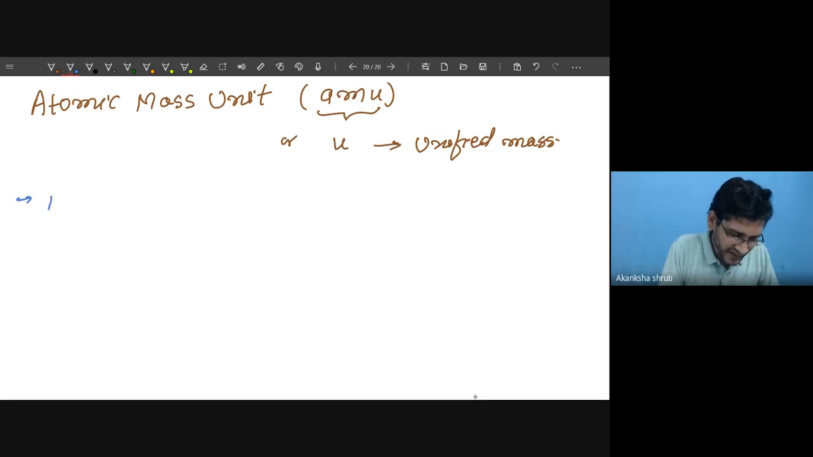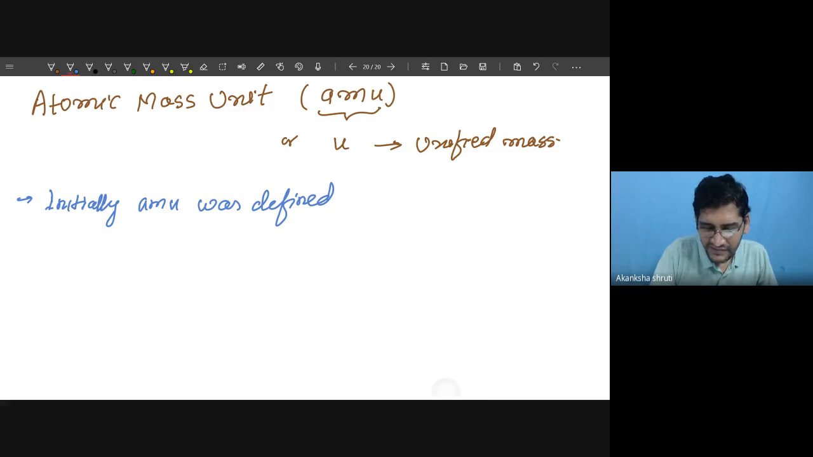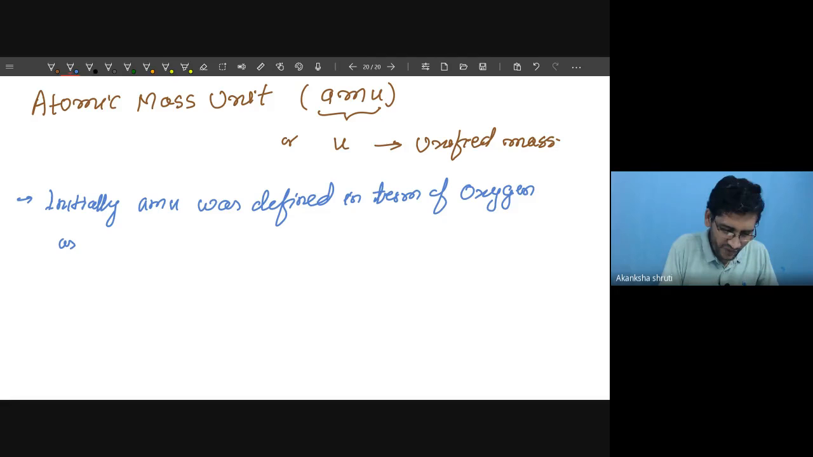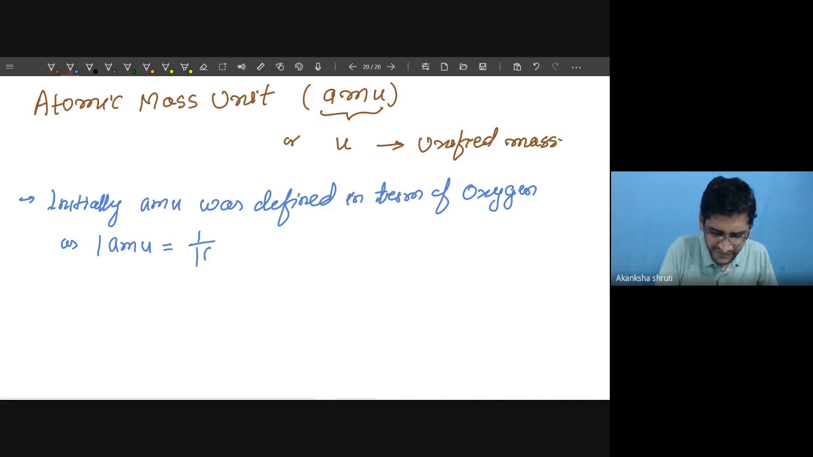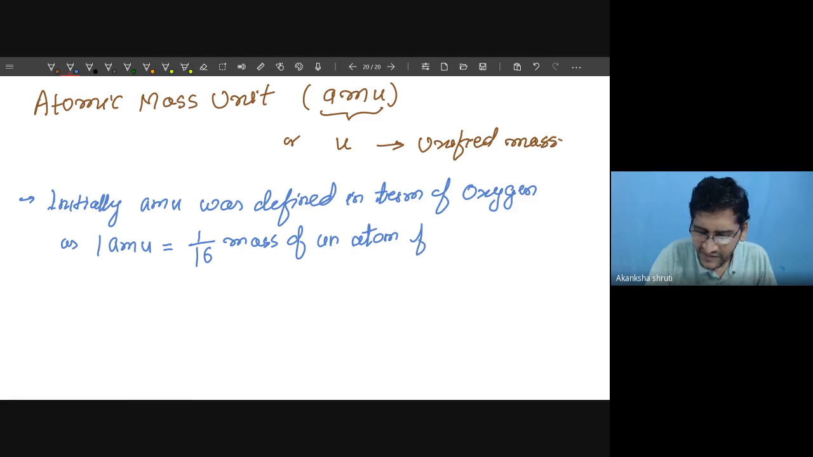So write, initially AMU was defined in terms of oxygen as 1 AMU is equal to 1 by 16th the mass of an atom of oxygen. So this was the initial definition.